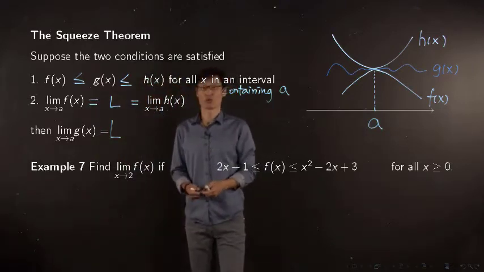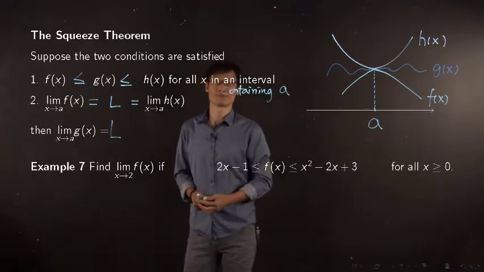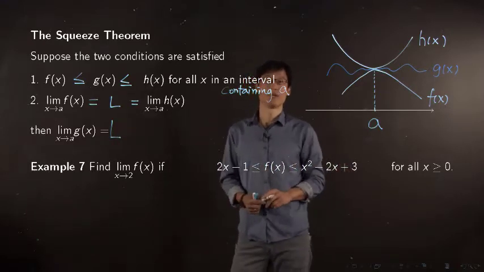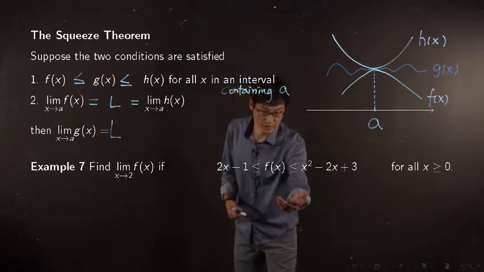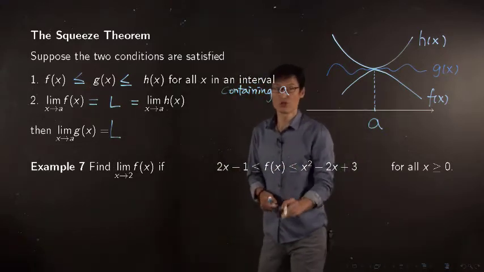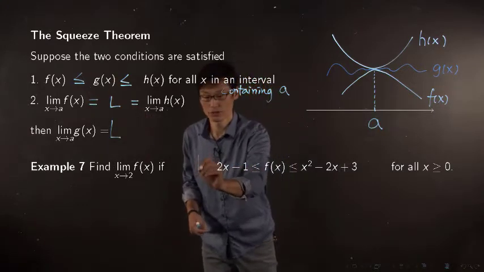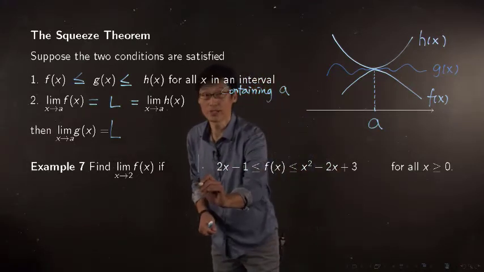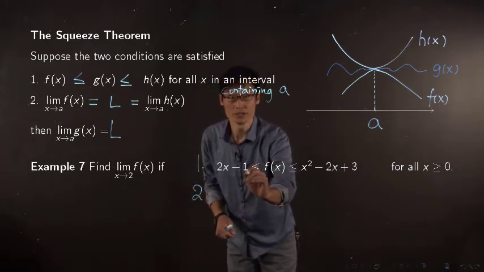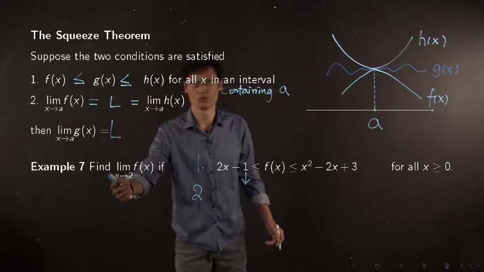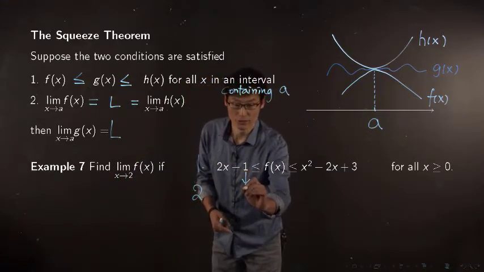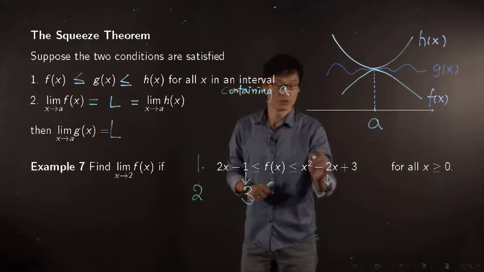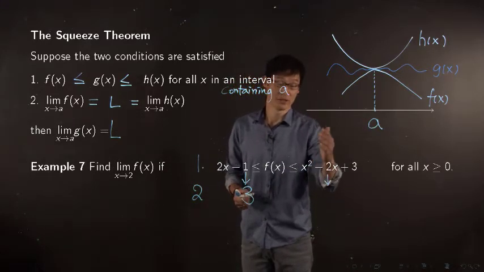So, a quick example. Suppose we have a function f that is bounded by two functions, and you want to use the squeeze theorem to find this limit. All right, the first condition is that the function that we are after is bounded by two functions. And the second condition is the limit of this one when x approaches 2 is 2 times 2 minus 1, or 3. And then when x approaches 2, this function gives you the limit 4 minus 4 plus 3.